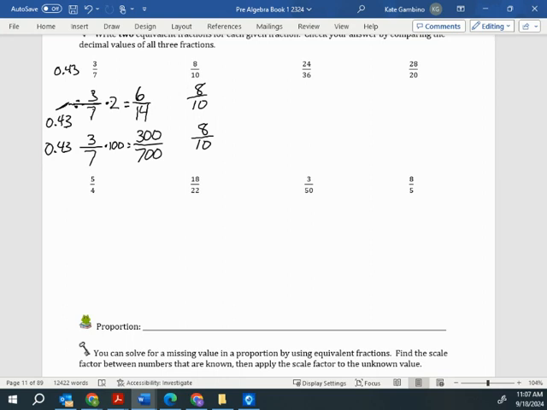Divide. I could divide a 2 out. And I could say 4/5. That's an equivalent fraction. You don't always have to multiply up. You can simplify it down, still an equivalent fraction. Making sure that you give me 2 equivalent fractions and you find all 3 decimal values for all 3 fractions, making sure they're the same.